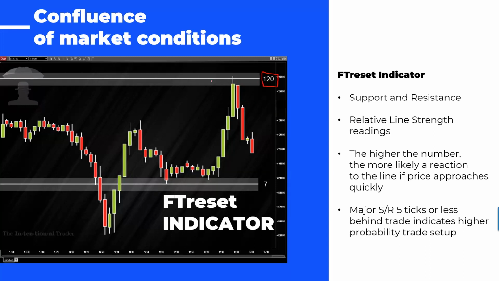And if price approaches this line in a kind of a straight up fashion quickly, you're more likely to get a reaction to that line if you have a higher number here, okay, or no number. If we get a trade setup with major resistance behind our trade, we know the chances are the trade's going to go in our favor, because even if it keeps testing that line, if it reacted to the line here, there's a good chance it's going to test and react here, and then down it goes. All right. So that's our support and resistance lines.